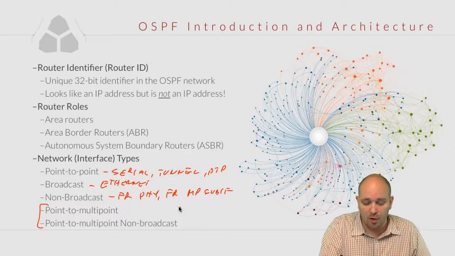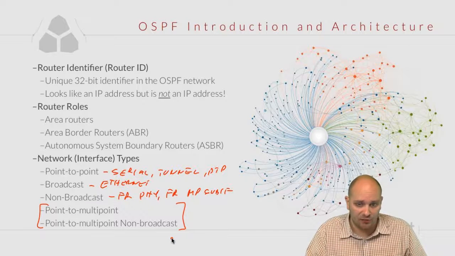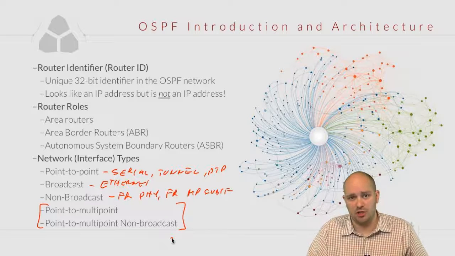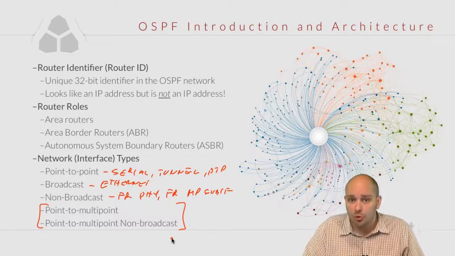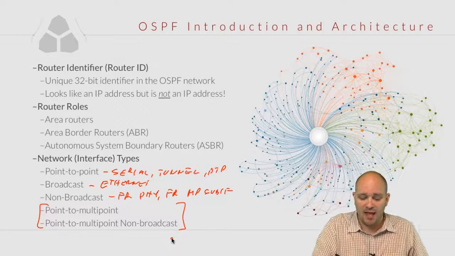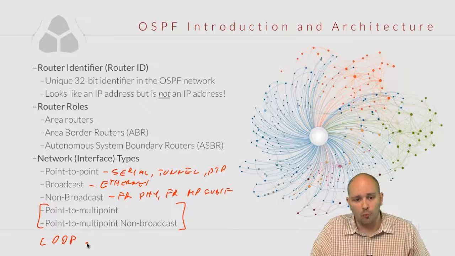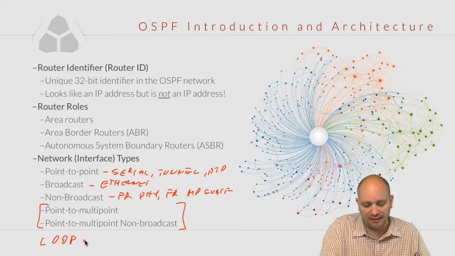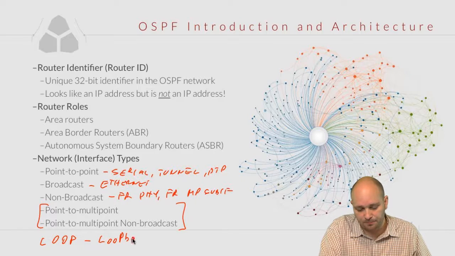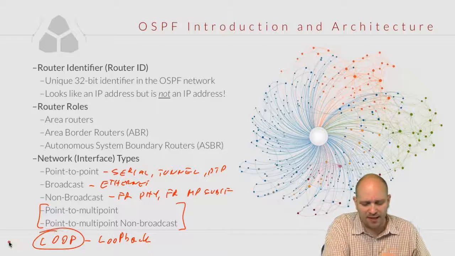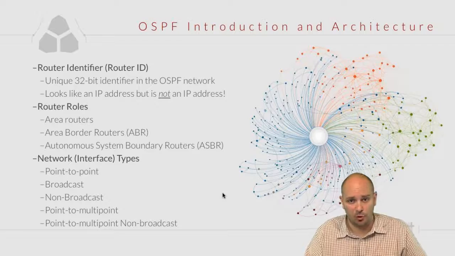Point-to-multipoint and point-to-multipoint non-broadcast are not default on any of the interface types, but they can be specially configured. They have a particular behavior that might be of use for you in the network. And finally, I did mention that there is a last one, which is loopback, or loop as IOS calls it, which is going to be the default on loopback interfaces. There is a special behavior about the loop interface, and as I said, I will talk about it in a little bit more detail later on.